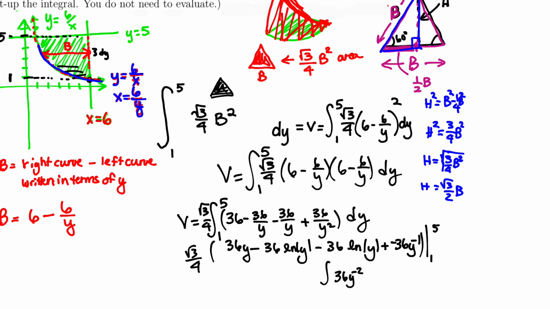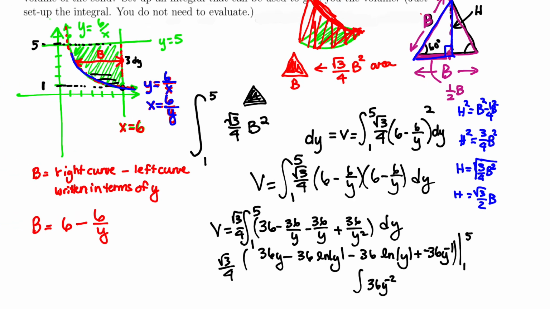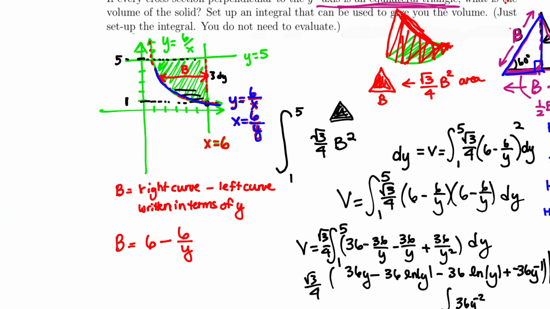Okay, well, I have a question about the right curve. So the right curve is 6? Yes, good question about this here. Because we're stacking these triangles up and down, we're stacking them horizontally, right? So when it's a sideways stack, you want to go right curve minus left curve.